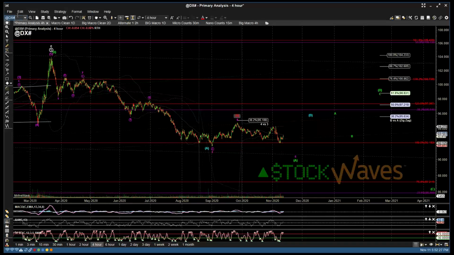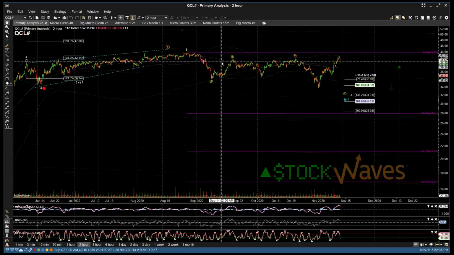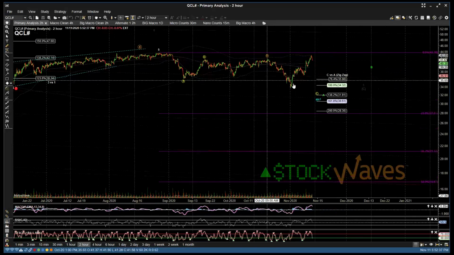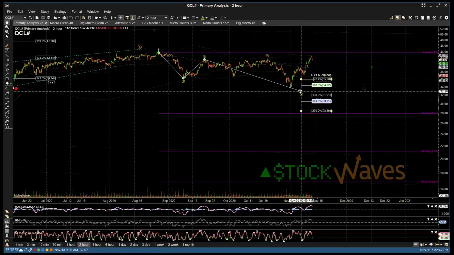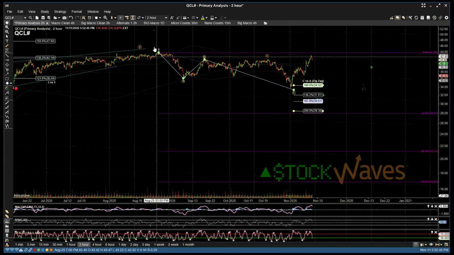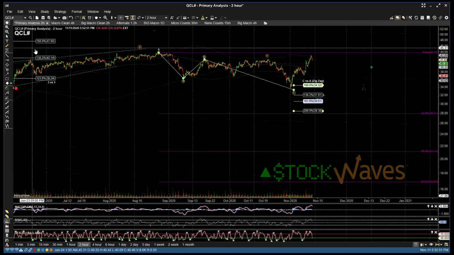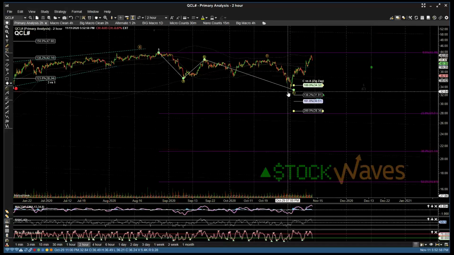XOP and XLE are index sector ETFs for the energy sector that we do cover pretty extensively in Stock Waves. So feel free to check out our coverage of those there. We have been very bullish setups off of the recent low because most of the energy names that we follow look like a very nice ABC correction into support, either from the June or July highs, or from August or September highs.